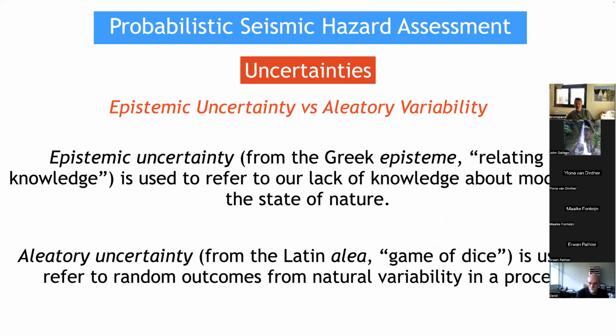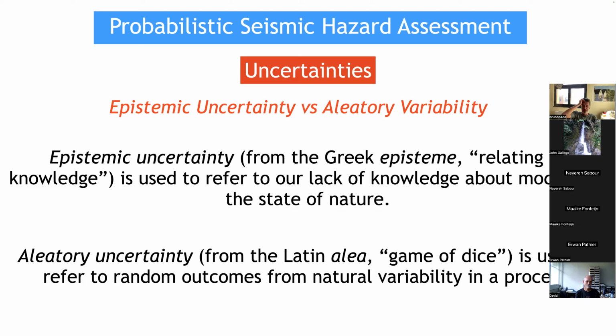A few words about uncertainties. We have two main families of uncertainties. We have the epistemic uncertainties, from the Greek episteme, which is related to knowledge. So it refers to our lack of knowledge about the state of the process, so we can in some way reduce this kind of uncertainty by improving our knowledge of the process. The more we learn about the earthquake process, the more we can expect to reduce these epistemic uncertainties.